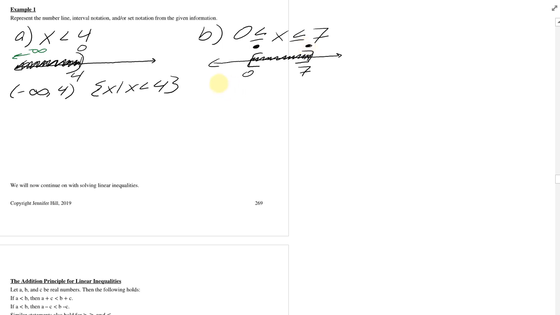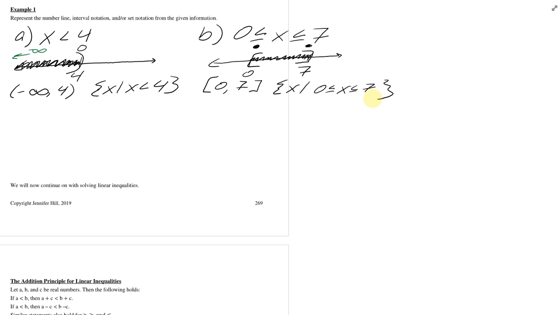Okay, and then for my interval notation, so now my interval notation is starting at 0. 0 is included, so it gets a square bracket. Goes up to 7, gets a square bracket. And then my set notation, this is always the really simple one once you get the idea. Okay, so that's really what I want to talk about in this video.